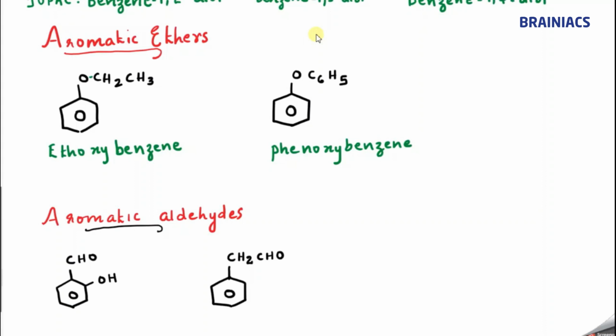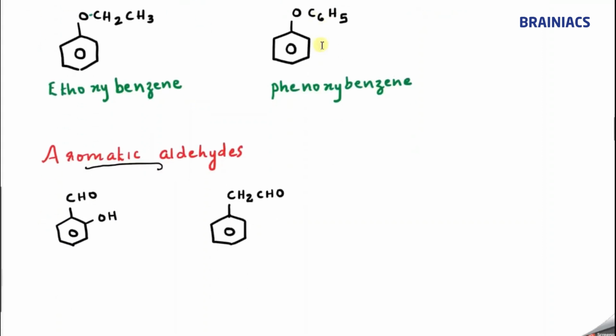What can the other one be called? Ethyl phenyl ether. You can say ethyl phenyl ether also. Some people used to say its common name is phenetole. Ethyl phenyl ether is a common name. The more IUPAC name is ethoxybenzene, and this is phenoxybenzene.